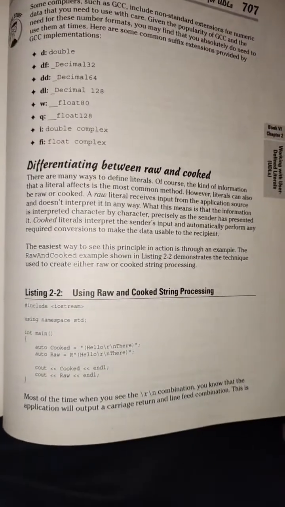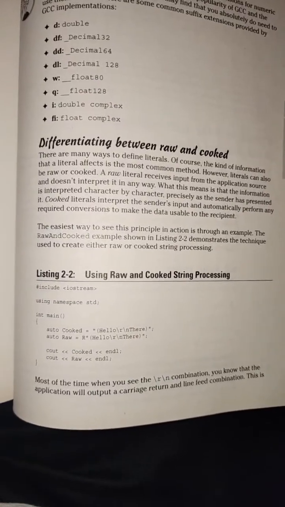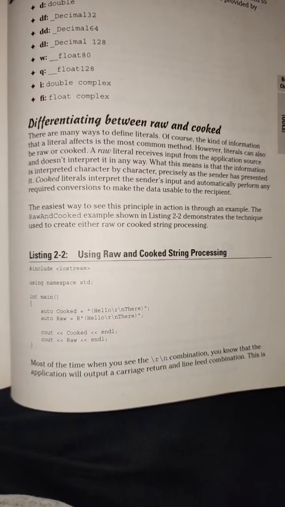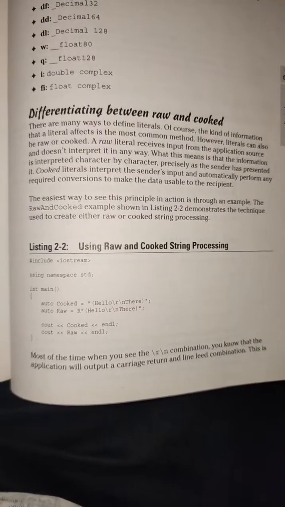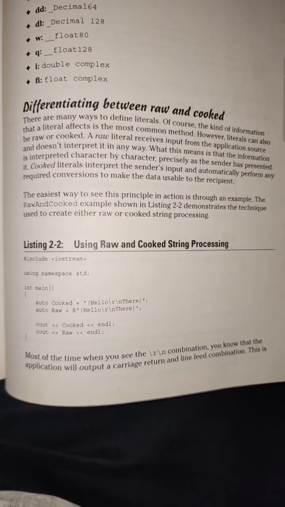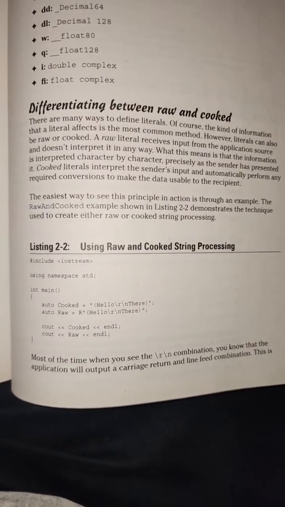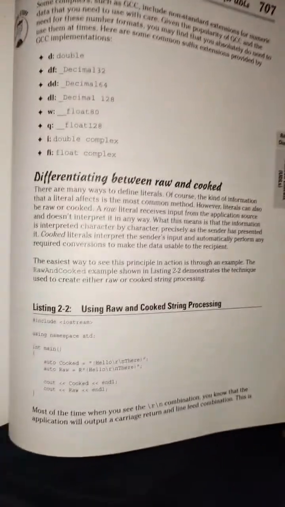Listing 2-2, using raw and cooked string processing. Hash include string, using namespace std, int main, auto cooked equals "Hello\r\nthere", auto raw equals R"(Hello\r\nthere)", cout cooked, endl, cout raw, endl.